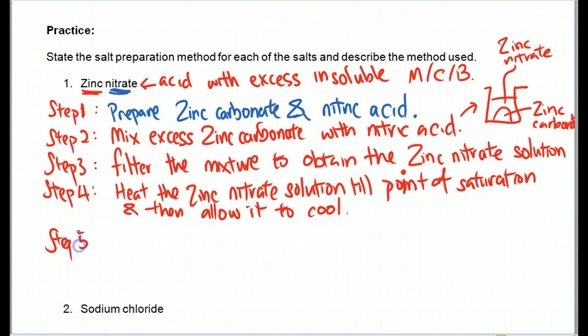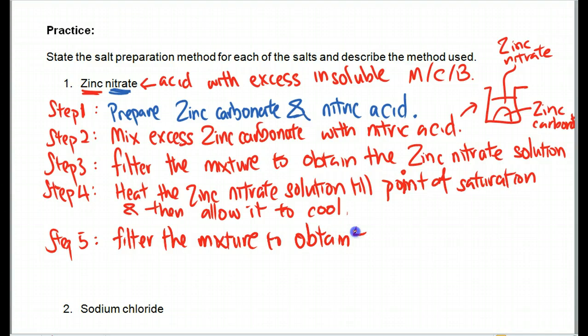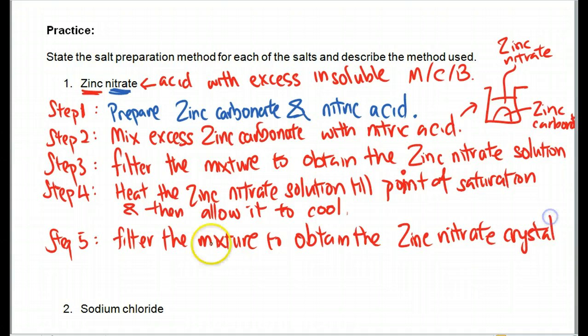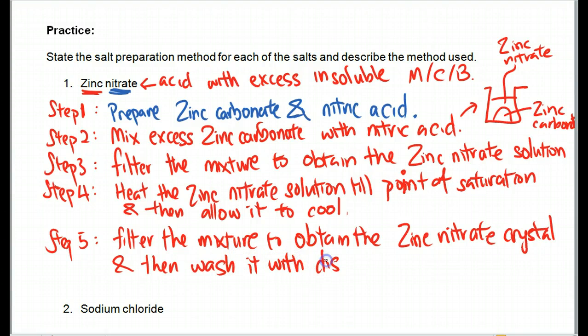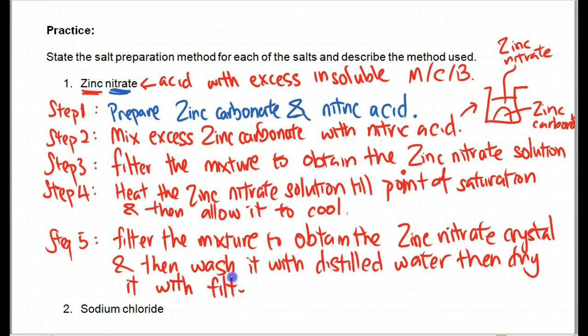Step 5. What you're going to do is filter the mixture to obtain the zinc nitrate crystal, and then wash it with distilled water. Then dry it with filter paper.